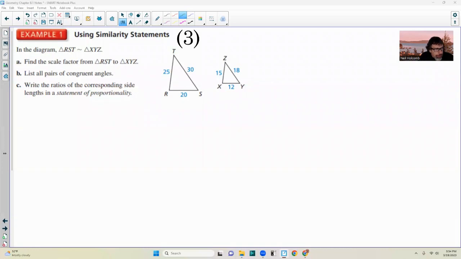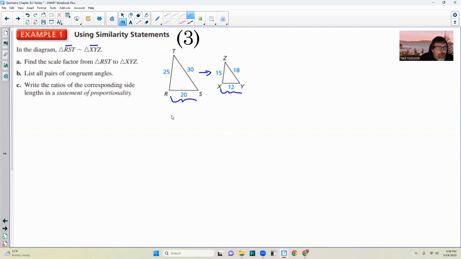Okay, so here's example 1, using similarity statements. It says in the diagram, triangle RST, this triangle here, is similar to triangle XYZ right here. So we're going in this direction. XYZ is smaller, so you want the smaller number in the numerator. Let me explain that. First of all, it says find the scale factor. RS corresponds to XY just by looking at the names. So here's RS and here is XY.